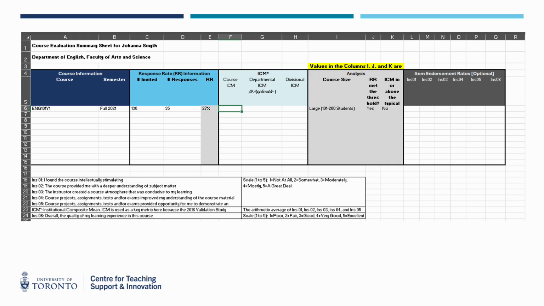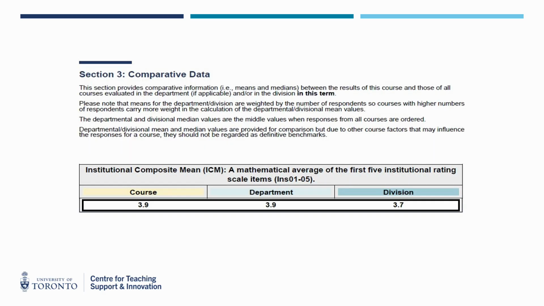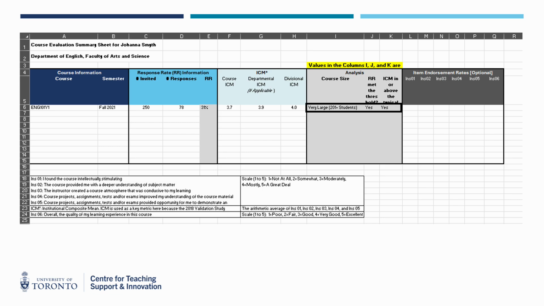Step 4. Enter the ICM, that is the institutional composite mean, in columns F, G, and H. Input the ICM values for the course, the department, if that is applicable, and the division. You can find all of this information in section 3 on the institutional composite mean table. The analysis of the ICM range in column K will be calculated automatically.